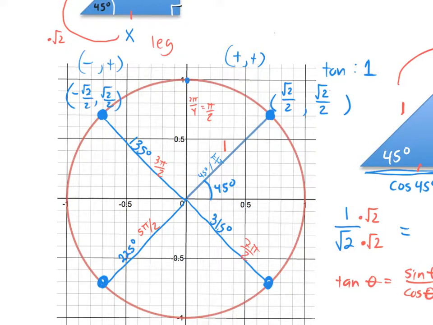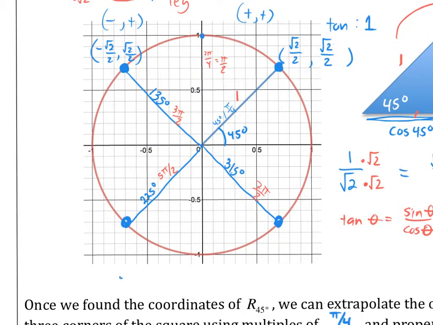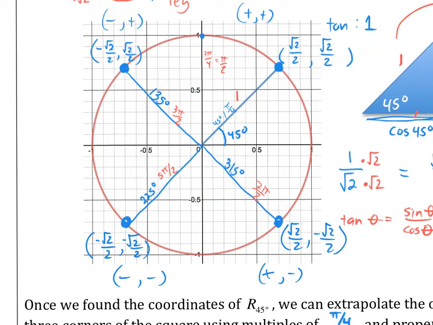Now, this quadrant down below is negative, negative. Quadrant 3 is negative, negative. So that means both the cosine and the sine are going to be negative radical 2 over 2. And lastly, this one here is positive, negative. So radical 2 over 2, comma, negative radical 2 over 2.